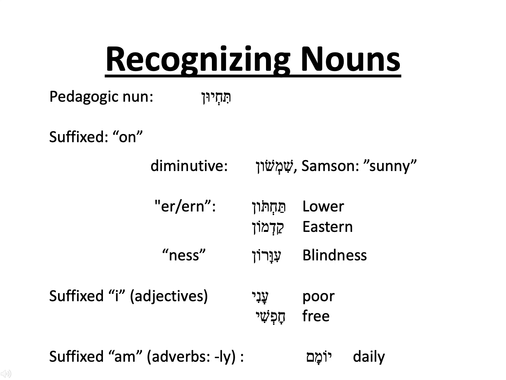Occasionally we'll put a hireq yod on the end of a noun, not to indicate that it is a possessive, but to indicate that it is an adjective. So for instance, we have ani, which is the state of poorness or being poor, or hofshi, which means free. Again, using that hireq yod as an indicator of the adjective. When it comes to adverbs, instead of adding a y at the end as in a diminutive or a hireq yod, we'll actually add a qamets mem, which has the equivalent of putting on an ly in the English equivalent, so that yom becomes yomam, which means daily. Again, day becomes daily, adding that am suffix onto the end.